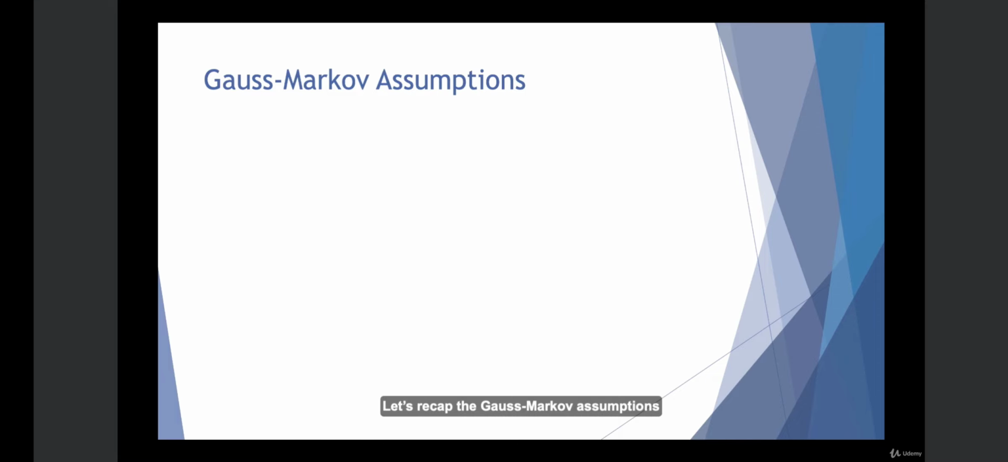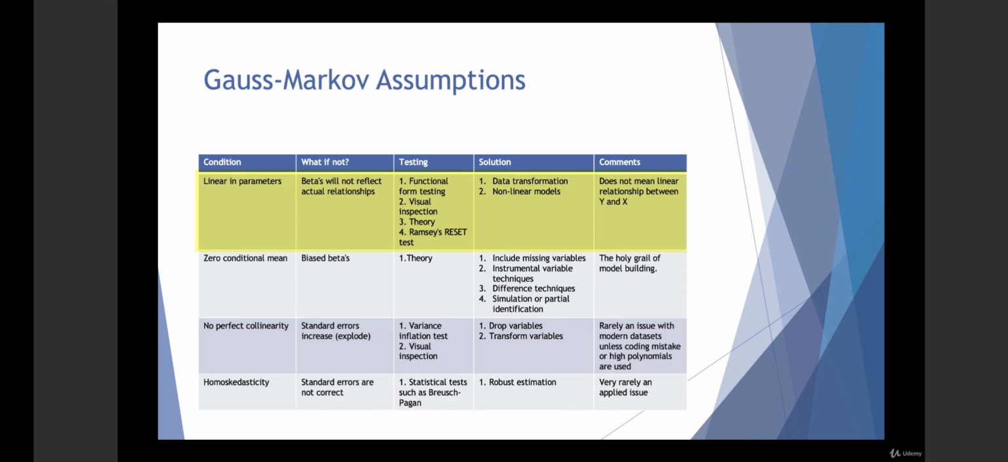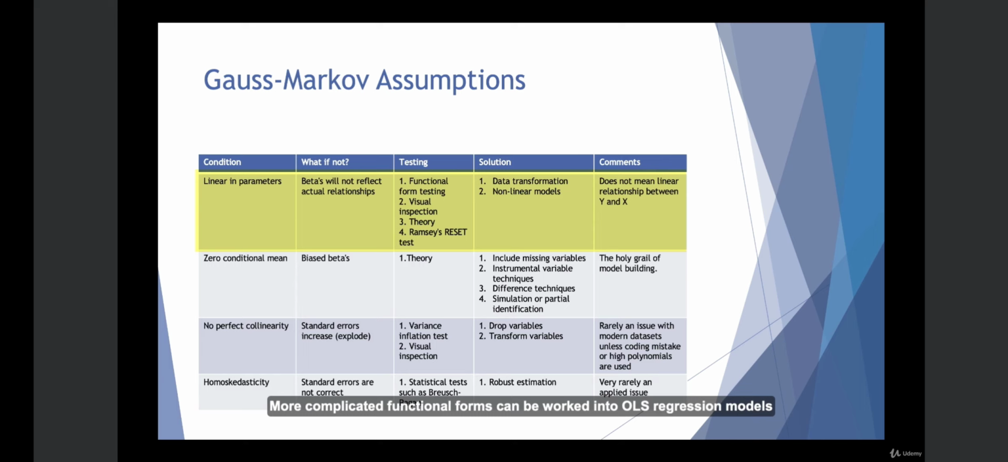Let's recap the Gauss-Markov assumptions. The linear in parameters assumption is a condition that requires all betas to be additive. It means, in layman's terms, that the dependent variable should be continuous, but it does not mean that the relationship between y and x must be linear. More complicated functional forms can be worked into ordinary least squares regression models.